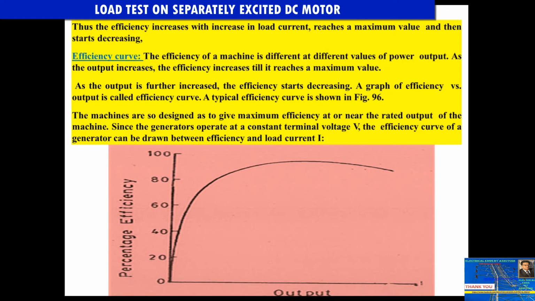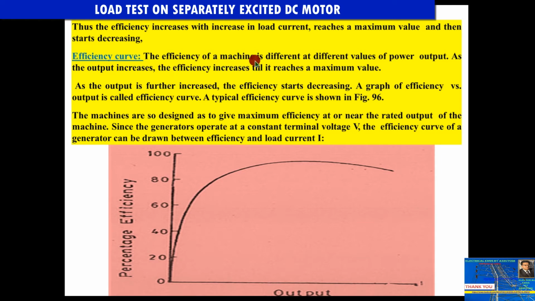And what is the efficiency curve? This is the efficiency curve, and the x-axis represents output, the y-axis represents efficiency. So guys, what happens? Efficiency increases with increase in load current. This is a very important point. It reaches a maximum value and then starts decreasing, as you can see over here.